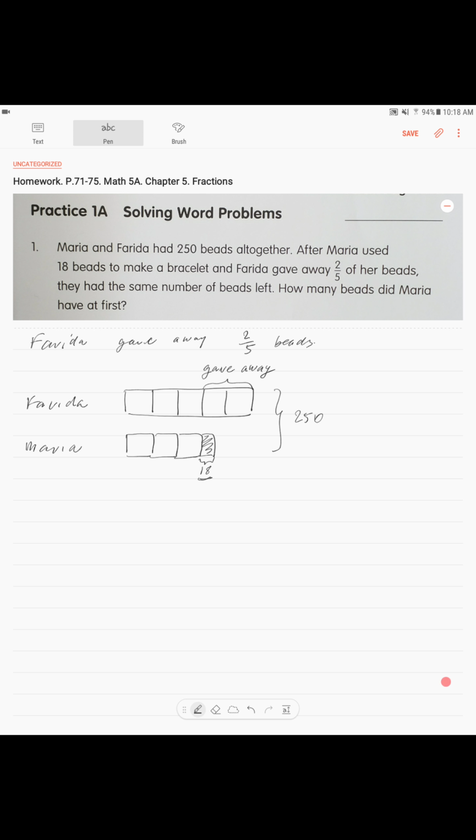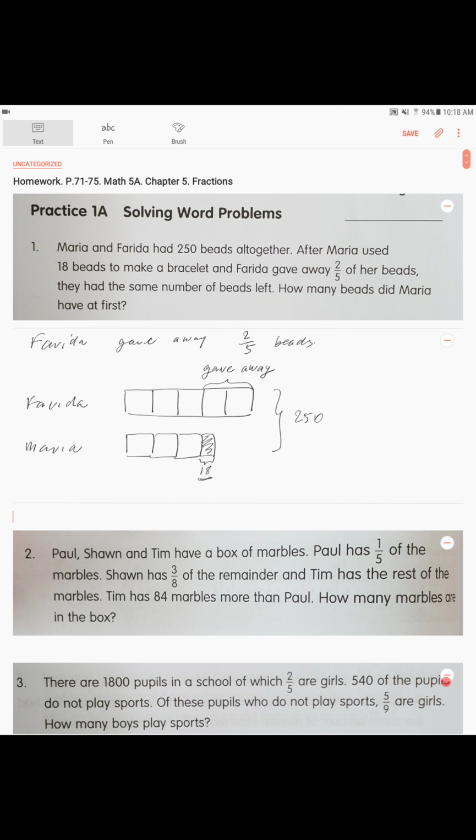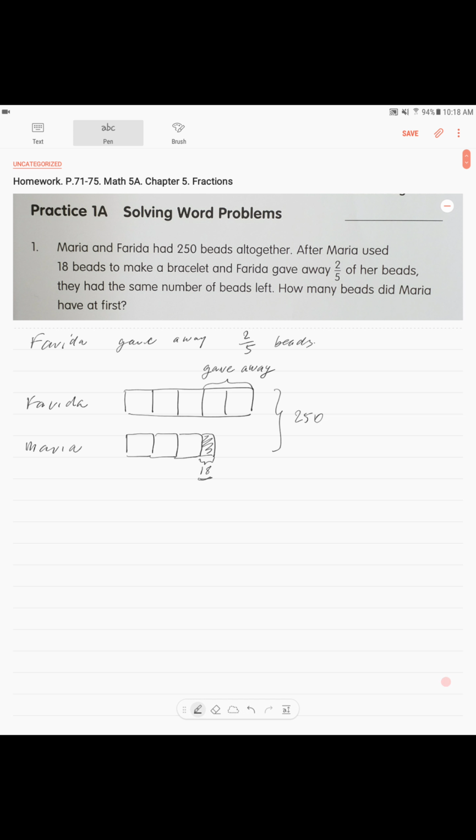So you can see that you have 8 units and you have 18. So in order to find 8 units, what do you need to do? 250 minus 18 is equal to 232. 8 units is 232. So how much is 1 unit? 1 unit is 232 divided by 8, which is 29, right?